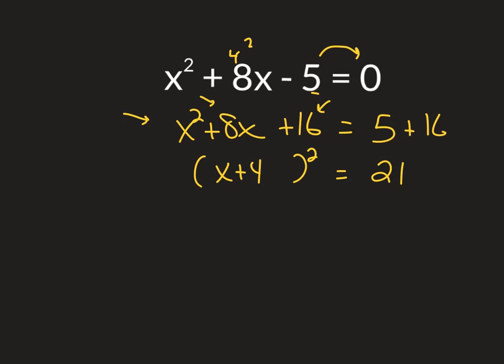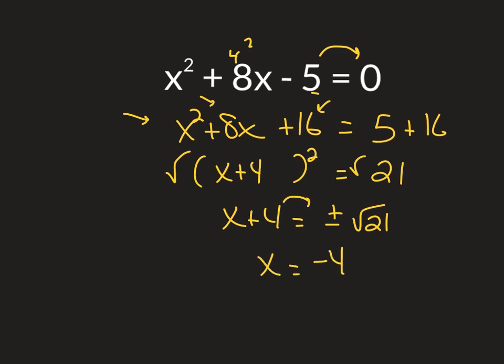And now I'm 2 steps away. I'm going to take the square root of each side. Left-hand side, that's just x plus 4. The right-hand side, you don't forget your plus or minus, and you get square root of 21. And then finally, just move the 4 to the other side. If you move the 4 over, it becomes negative 4 plus or minus the square root of 21.